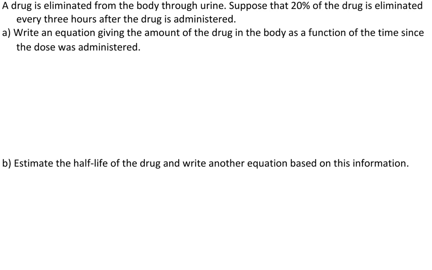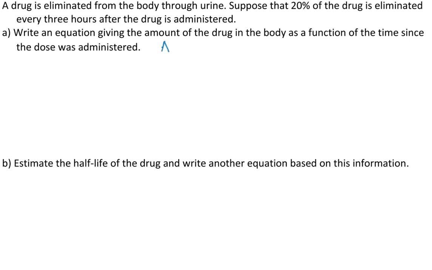So this is an example where we have a drug that's eliminated from the body through urine, and we know that 20% of the drug is eliminated every 3 hours after the drug is administered. So the start of this is just like what we did with exponential functions. We need to set up a formula that represents this.